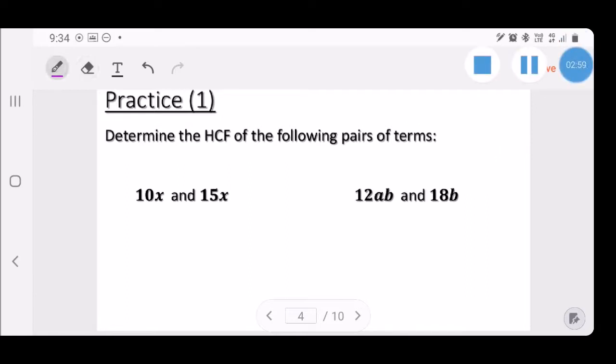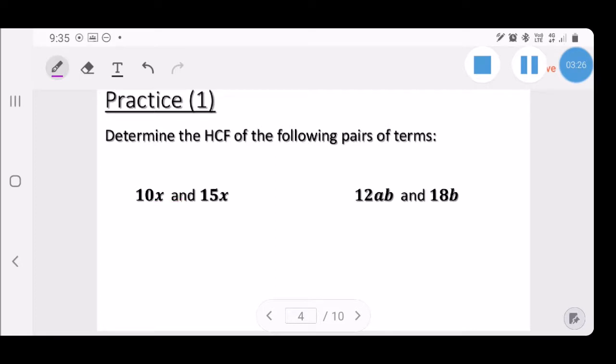But before we can do that, we need to know how to find the highest common factor of two terms, the two things that are going to be added or subtracted together. And this is because the highest common factor is the thing that will end up going outside the brackets. All right, so what is the highest common factor of 10x and 15x?